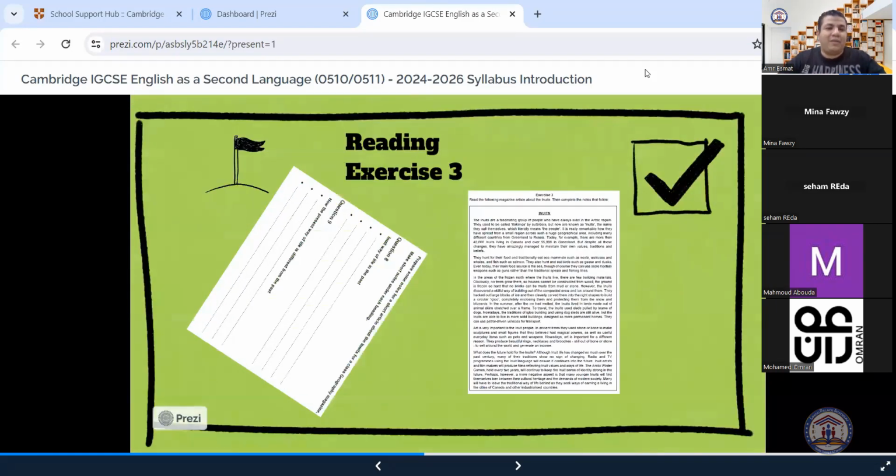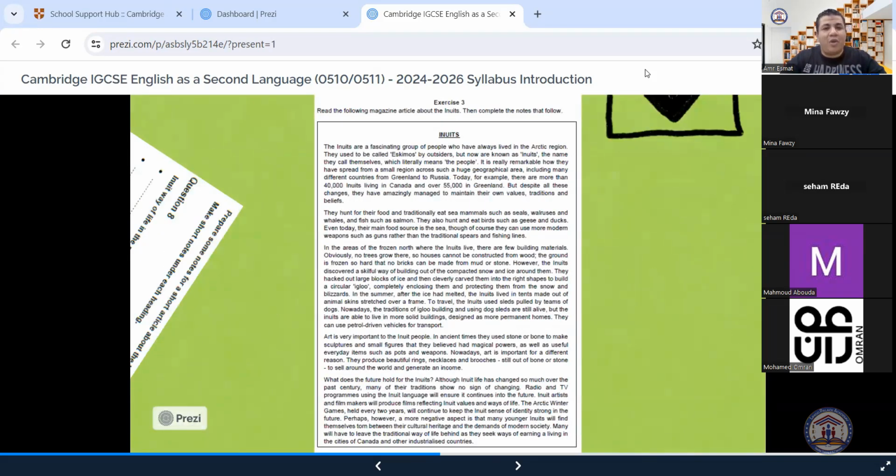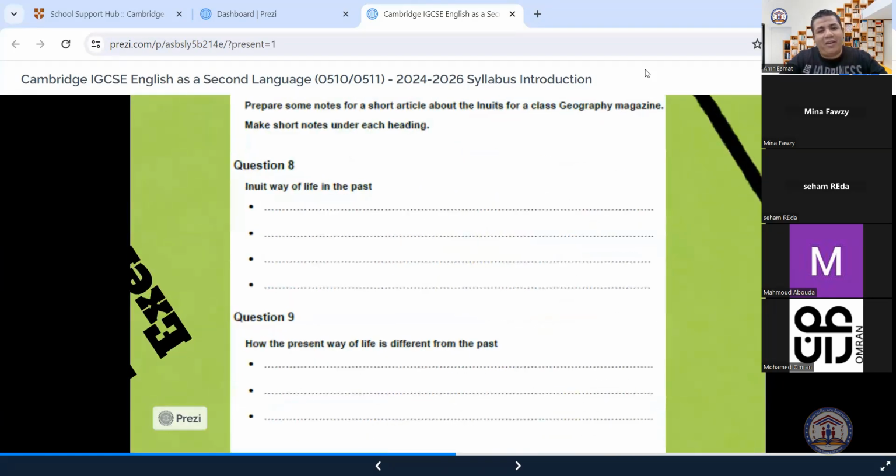What about reading exercise 3? Reading exercise 3 is note taking. Again, not note making, note taking. The student needs to read the whole passage and then fill in these gaps: 4 bullet points in one of the questions and 3 bullet points in the other one. So, prepare some notes for a short article about the Inuit for a class geography magazine. Make short notes under each heading.